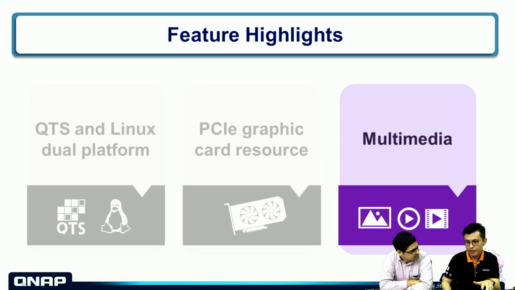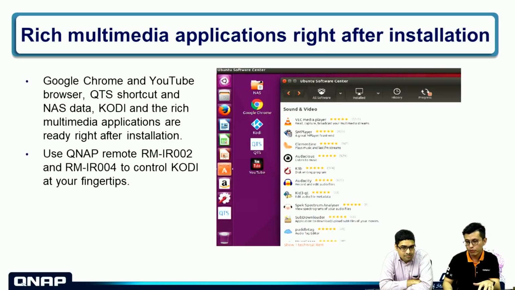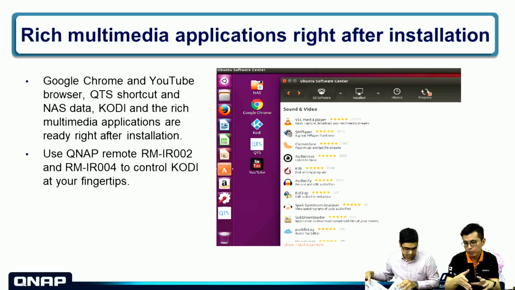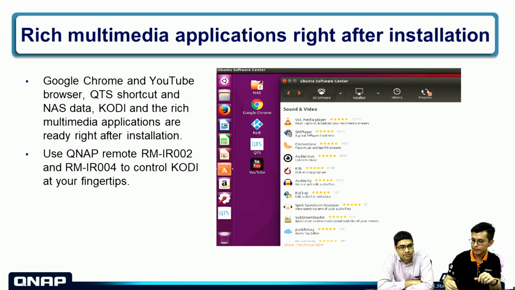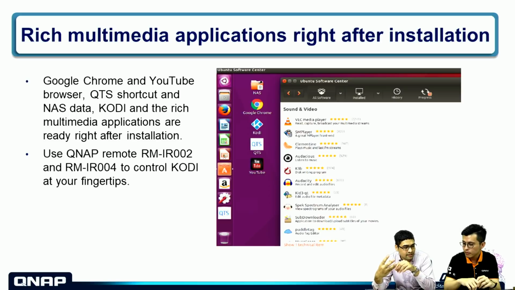The same goes for the multimedia I mentioned before. We can go to the Ubuntu App Center to see which playback application I would like to use, and we also provide some built-in applications in Ubuntu. For example, the NAS folder we can directly access, and the Google Chrome browser and YouTube are already built in there. So there's no installation; you can just use it directly. Very good. So we now know that we have a lot of benefits when we install a graphic card into our NAS.